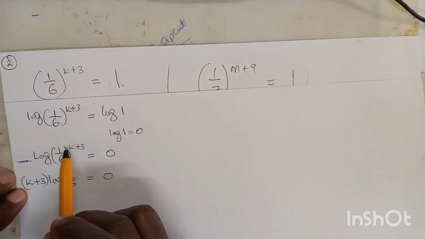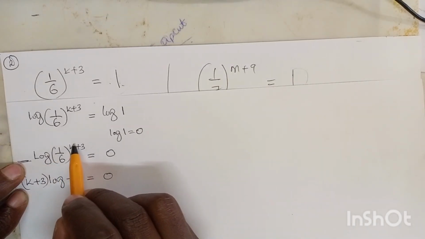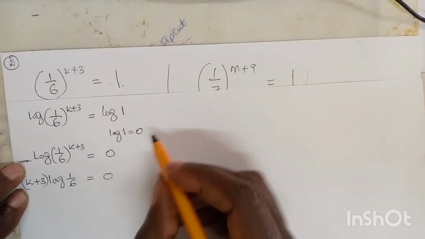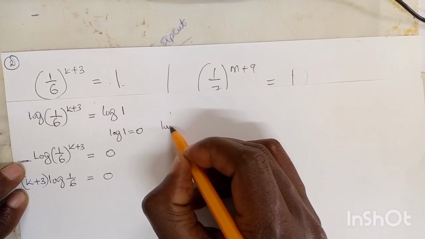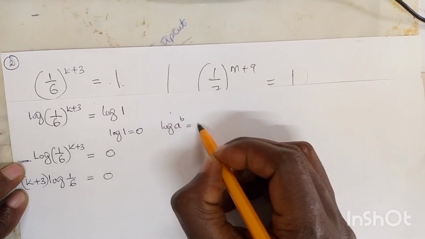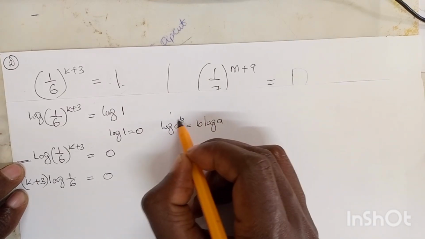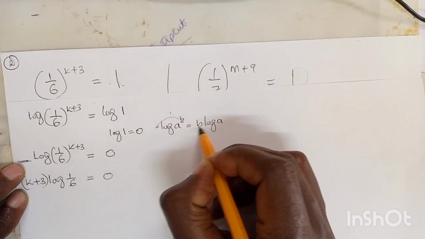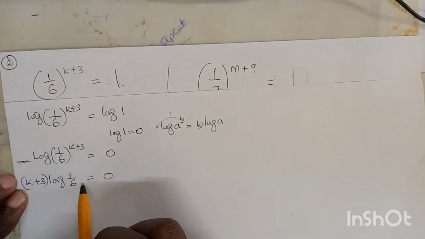This is the law of logarithm, which says that when you have log a to the power b, it is equivalent to b log a. So this power here is brought down, which we have done.